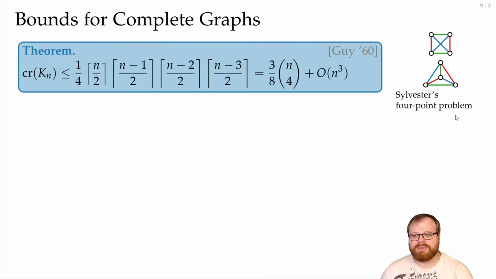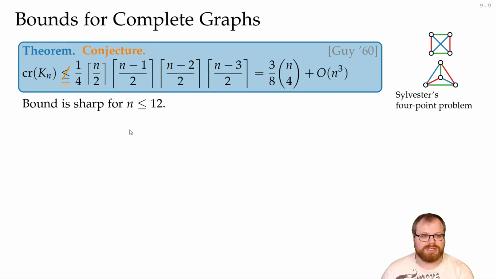So the question basically boils down to Sylvester's 4-point problem, which asks: if we have a point set, how many subsets of 4 points are in convex position? And here the interpretation is that at most 1 of 8 of those is in convex position. So for only 1 of 8 of those subsets of 4 points, we will get a crossing. A very big conjecture is that this bound is actually sharp. This has been proven for up to 12, and no counterexample is known yet. For 12, this is 150.